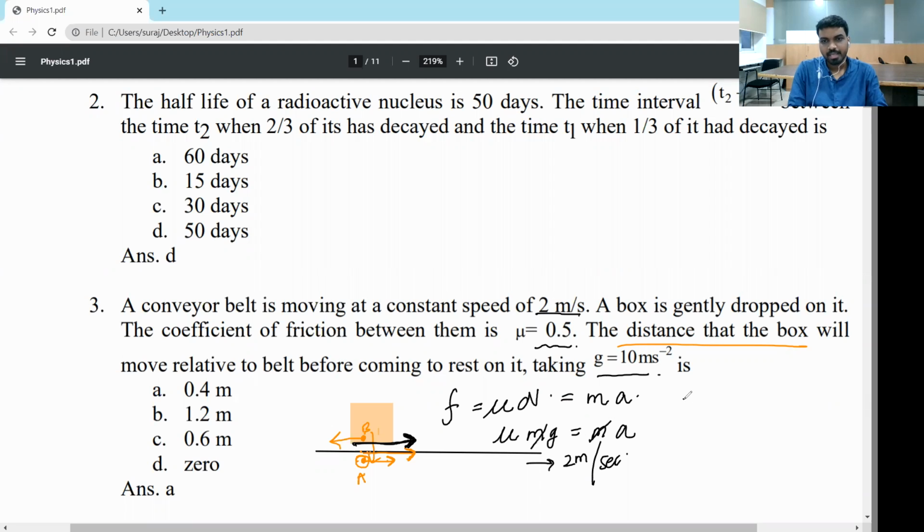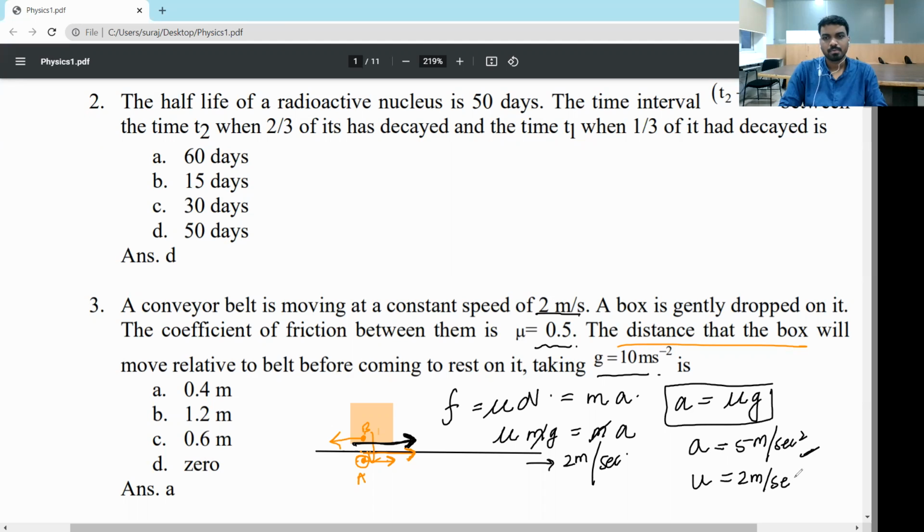That cancels. A is what? A is mu times G. Mu is given 0.5, G is given 10. So A will be equal to 5 meters per second square. Now once I got A, then what do I want? Initial velocity is 2 meters per second, then V will be 0.